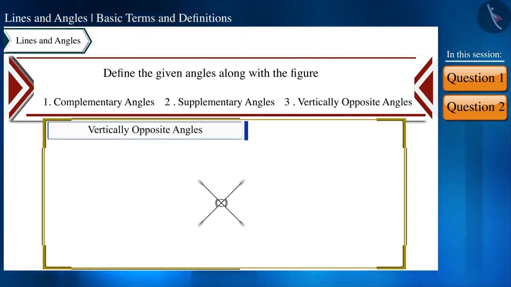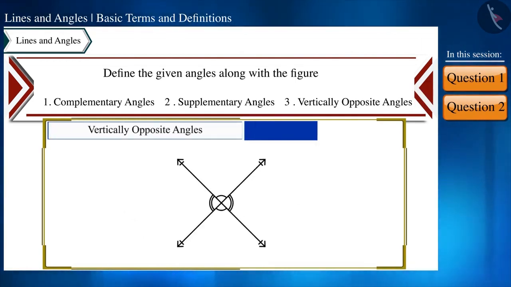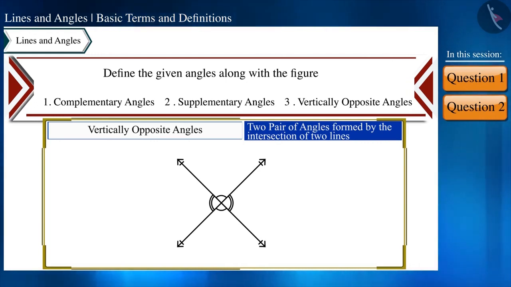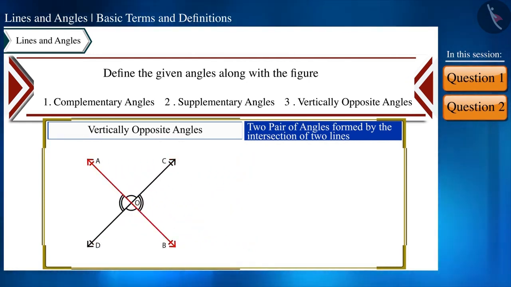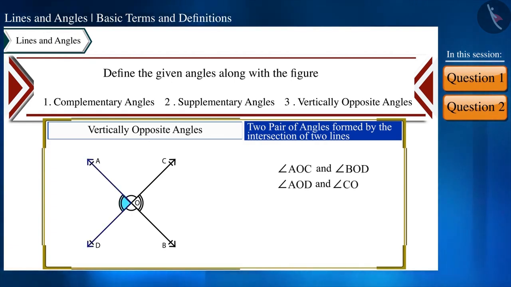Now let's see the definition of vertically opposite angles. When two lines intersect each other, then vertically opposite angles are formed. Like here, line AB and line CD are intersecting each other at the point O. As a result, we get two pairs of vertically opposite angles. The first pair is angle AOC and angle BOD, and the second pair is angle AOD and angle COB.